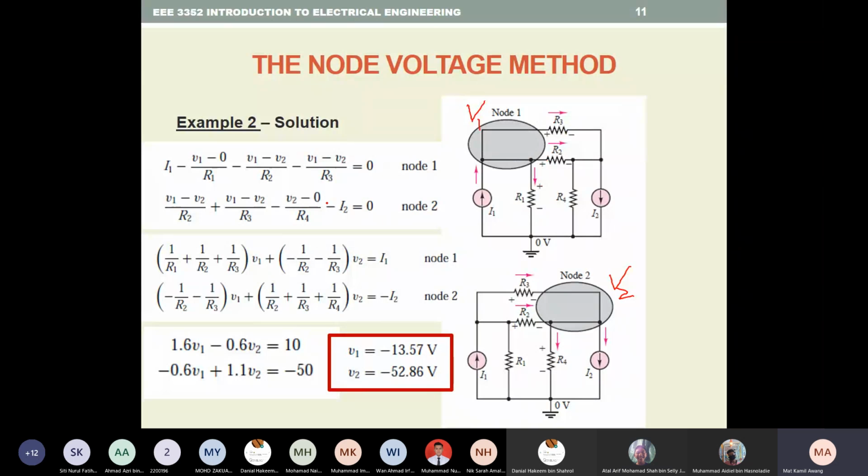What is IR1? IR1 is V1 minus 0 divided by R1. And this is IR2, basically V1 minus V2, where this is node V2 here, divided by R2. And IR3 is V1 minus V2 divided by R3, equal to 0. So this is the first equation.